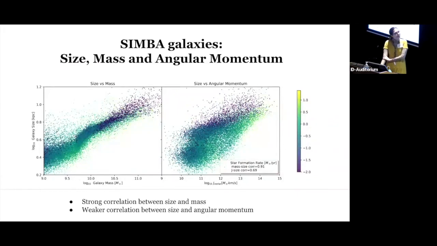And here on the left plot, we can see that there is a strong correlation between size and mass, which is something already known. So we wonder whether we can explain the scatter in this relation better. And in the right plot, we try to see the relation between angular momentum and size, as we know that in the literature, most of the time, angular momentum is considered an important factor that predicts galaxy size. However, in the SIMBA simulation, it seems like there's a weaker correlation between angular momentum and size.